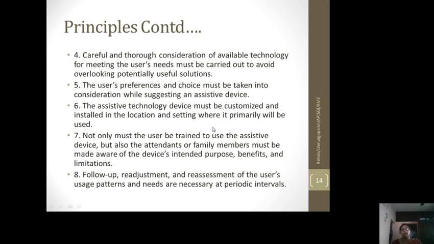I'm not saying that it should be on a weekly basis, but at least initially it should be on a weekly basis, and then on a monthly basis, and then once in 6 months or once in a year. However, it should be done periodically, right? So these are all the principles that are associated with the use of assistive technology.